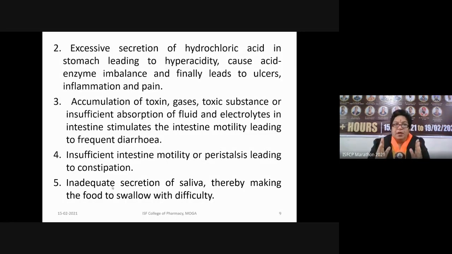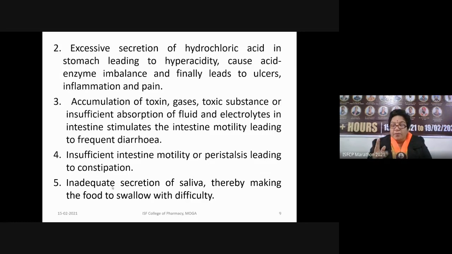The excessive secretion of hydrochloric acid in the stomach leads to hyperacidity and it can cause acid enzyme imbalance, and it may finally lead to ulcers, inflammation and pain. Sometimes we say to our colleagues or friends or in our family, I do not want to have food because I'm having acidity or hyperacidity, or sour belching, too much. Or heartburn is there. So that is over secretion, hyperacidity.